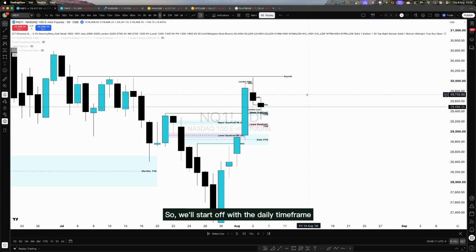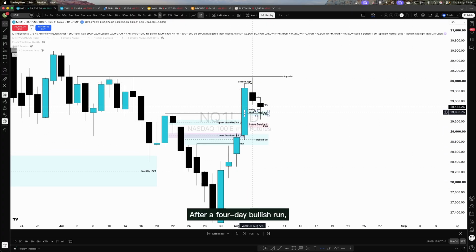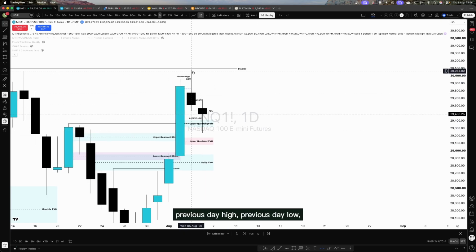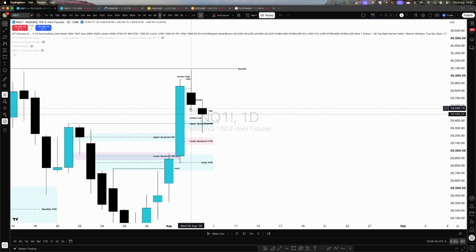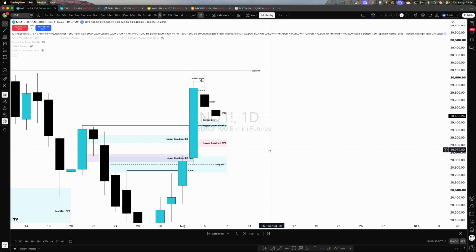So we'll start off with the daily time frame on the Nasdaq. After a 4-day bullish run, yesterday was the first bearish candle, and coming into today, our key levels were, of course, previous day high, previous day low, and we had this daily inefficiency, which I've marked with the upper quadrant and the lower quadrant and the fair value gap.